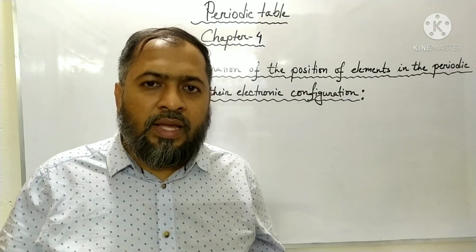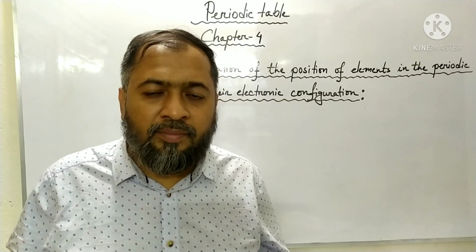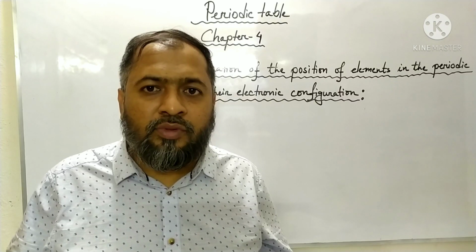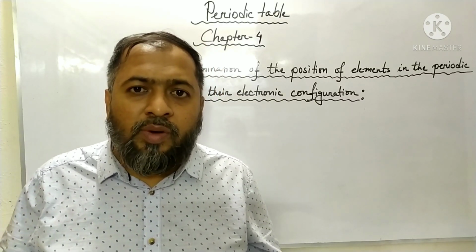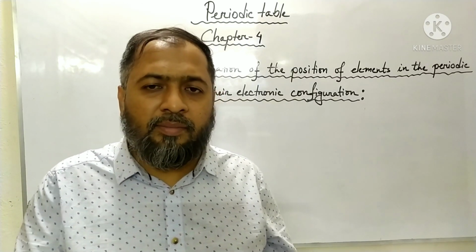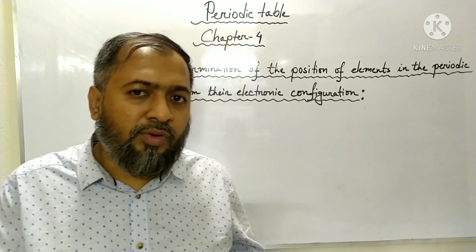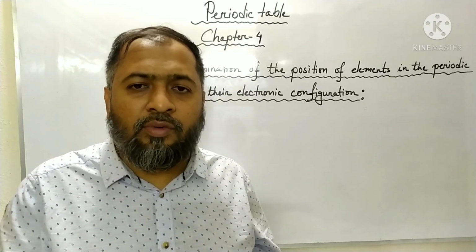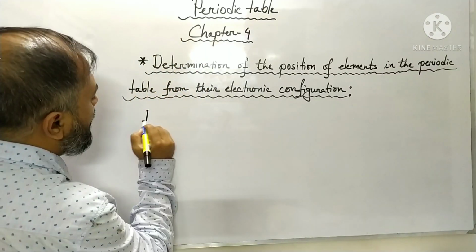Dear students, as I mentioned earlier, the total number of groups in the periodic table is 18, and it is also required to find the group number to determine the position of an element. Finding the group number of an element is not like finding the period number. So how we can find the group number of an element, I am going to discuss one by one. There are several rules to find the position of an element. Now come to the first rule.